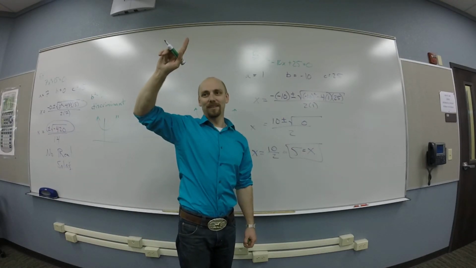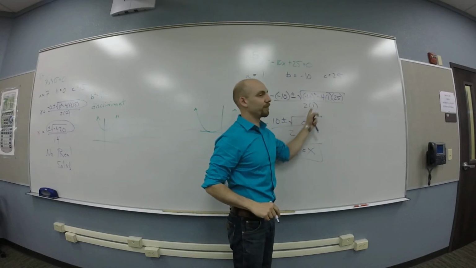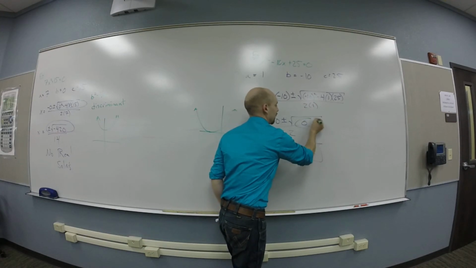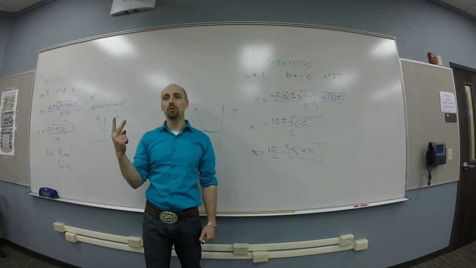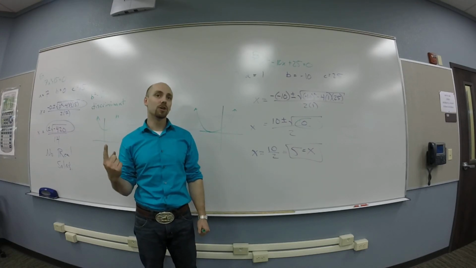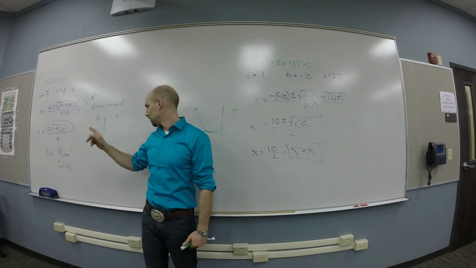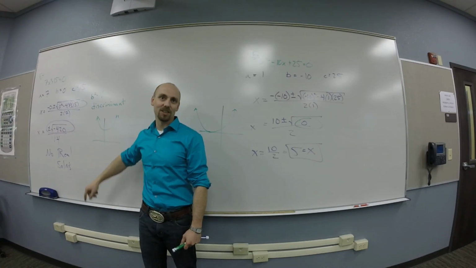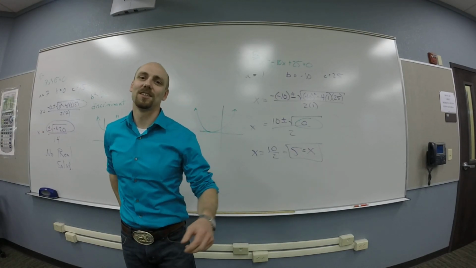Hang on, one thing. What's the discriminant in this one? 0. You guys see that? So when the discriminant's positive, there's 2 real answers. When it's 0, there's 1 real answer. And when it's negative, there's no real answer. There's imaginary answers. There's a bunch of fake answers.